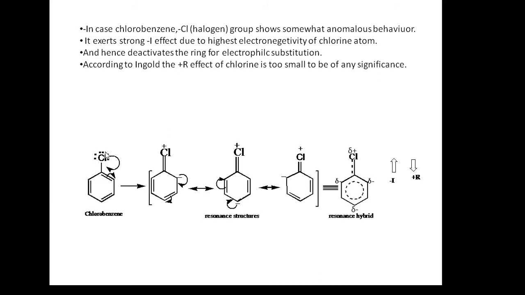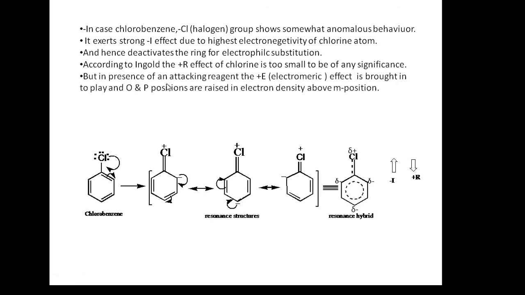And you can observe here there are 3 pairs of unshared electrons present on the chlorine atom, which are conjugated with the pi electrons of the ring, and hence again delocalization takes place, which produces a negative charge on the ortho position and a positive charge on the chlorine atom. So this effect is known as the +R effect. But according to the scientist Ingold, this +R effect of chlorine is too small. It is negligible, so it is of no significance.